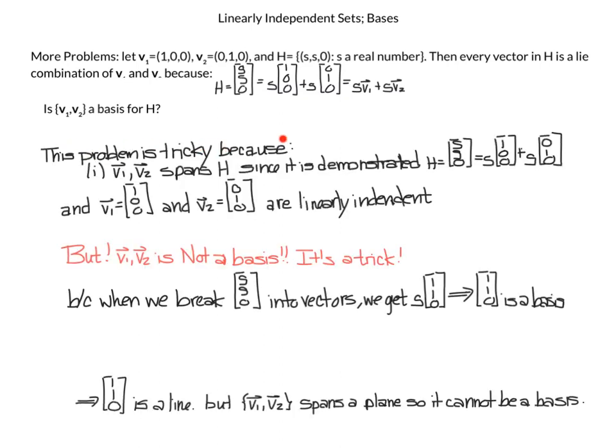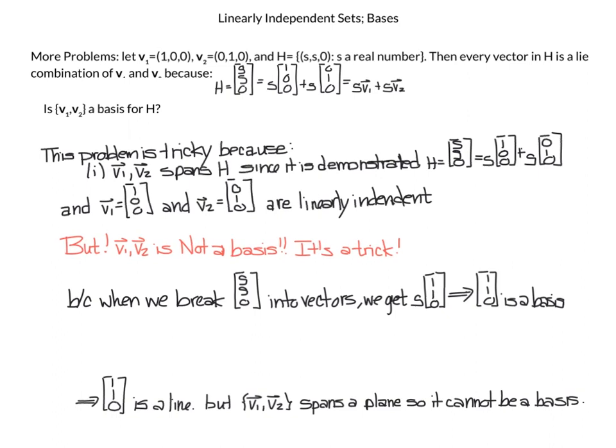So this problem is tricky because you're really led down the garden path. First, you're shown that v1, v2 spans H, right? It's demonstrated that H, which is (s, s, 0), is equal to s times (1, 0, 0) plus s times (0, 1, 0). And second, you can look at these two vectors, (1, 0, 0) and (0, 1, 0), and you can see they're linearly independent. They're e1 and e2. But v1 and v2 is not a basis, and basically this is a trick. The trick comes because when we break (s, s, 0) into component vectors, we factor out the same constant, so we get s times (1, 1, 0). In other words, (1, 1, 0) is our basis.